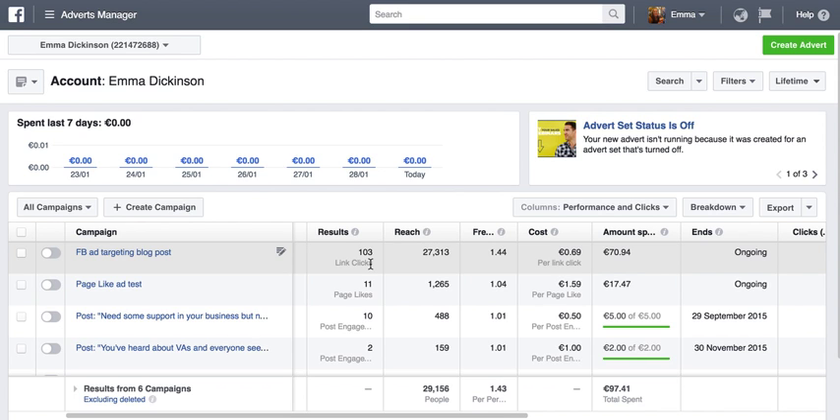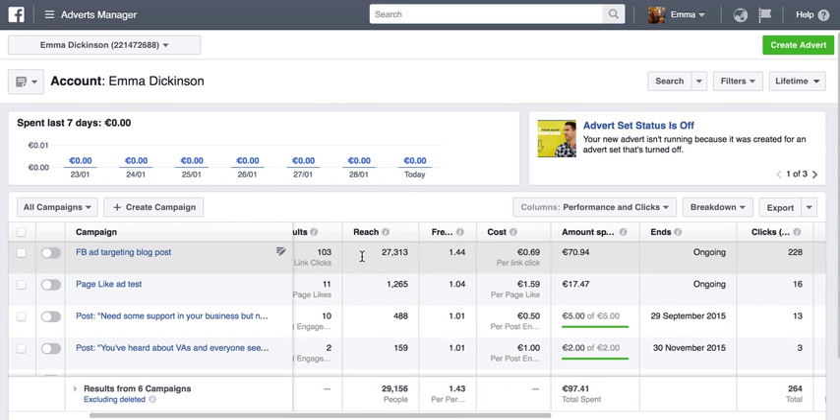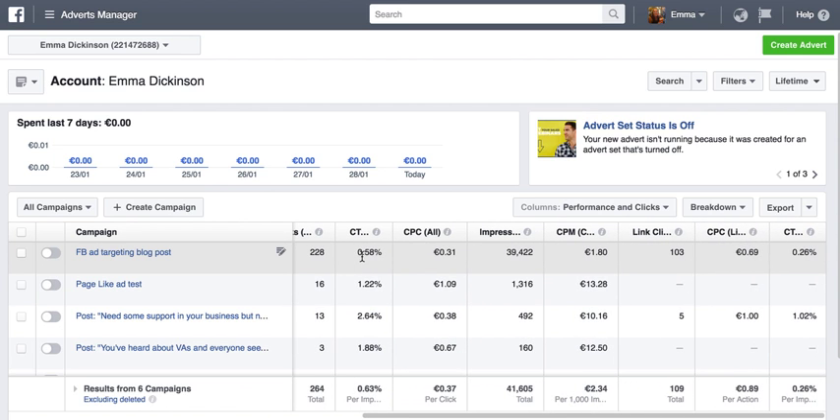So say you had 20 conversions, it would say 20 here, and then you would scroll along to link clicks, which would be 103, and you could divide 103 by 20, and that would give you the conversion rate of your landing page. So that's the page that people land on from your ad where they're supposed to opt in.